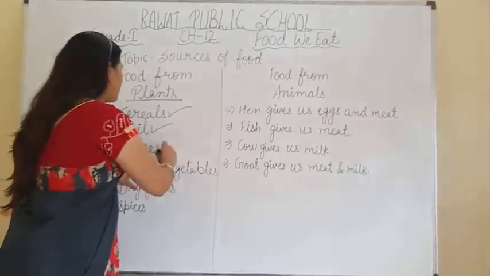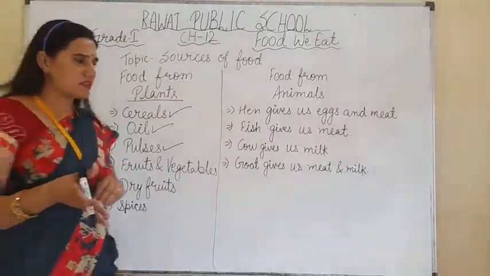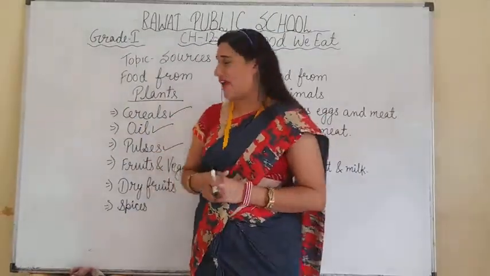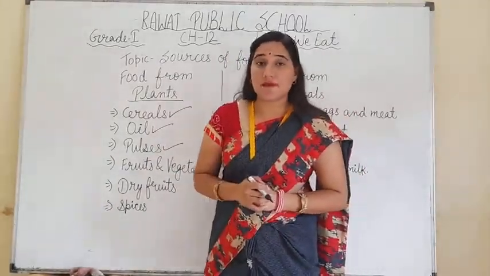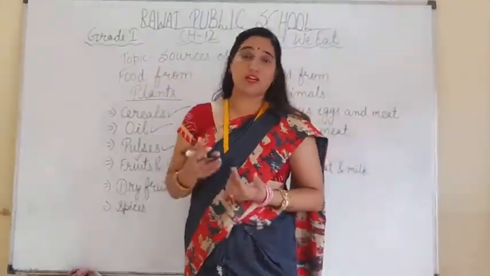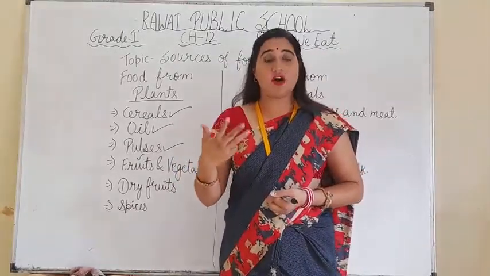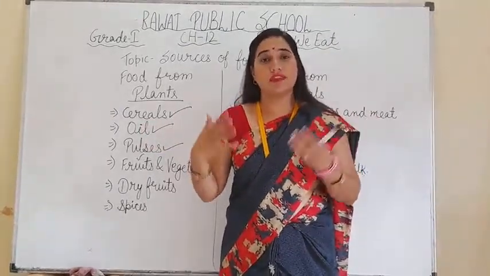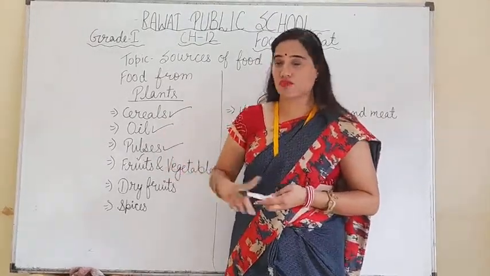Next we talk about pulses. We eat moong dal, chana dal, masoor dal, different types of dals. All the pulses come from plants. Next we talk about fruits. Yes, of course, all the fruits come from plants. We can have apple, pineapple, banana, oranges, kiwi and many more. So many fruits are there which we can have in our food items. That is our source of food.